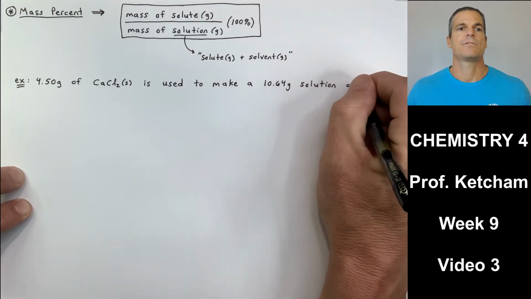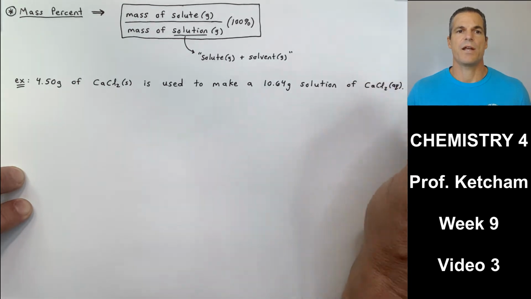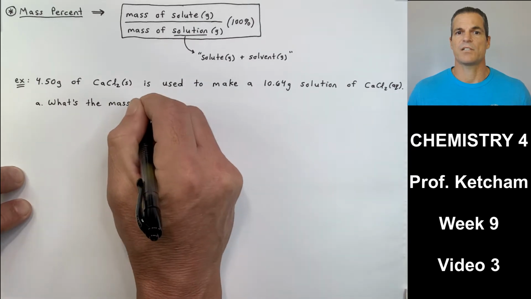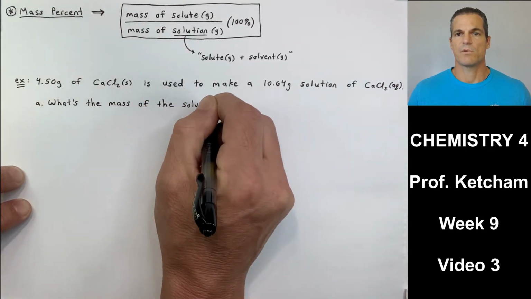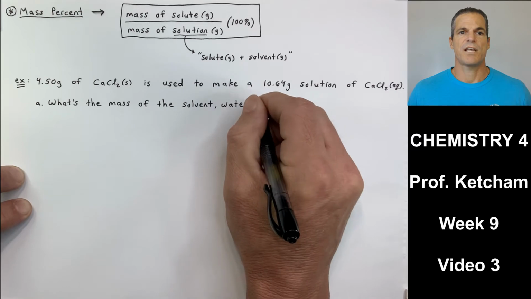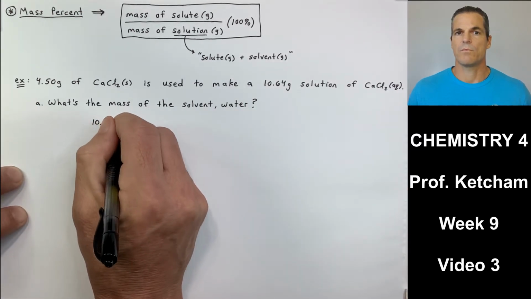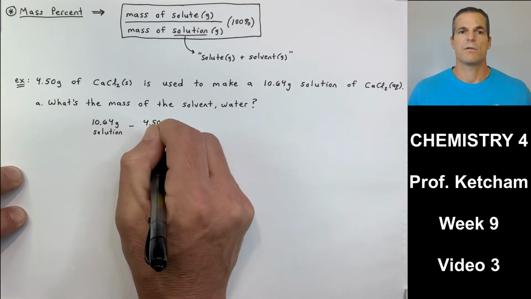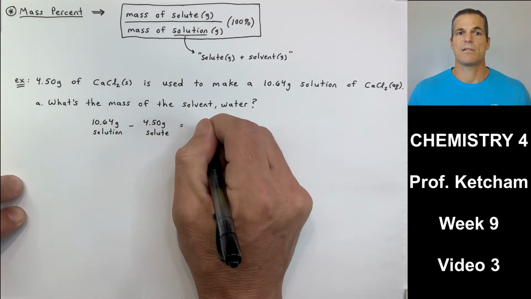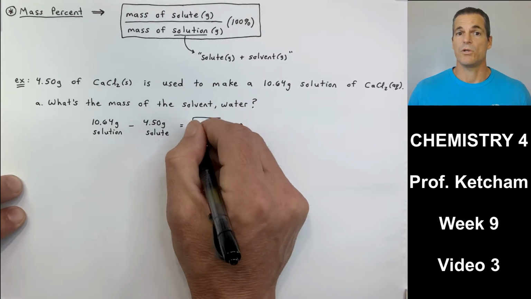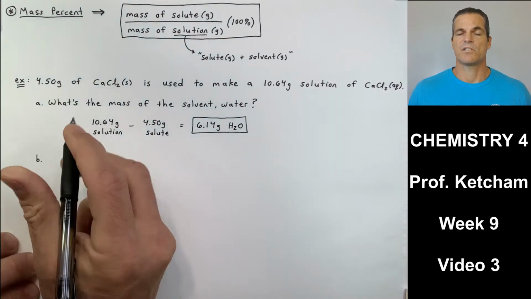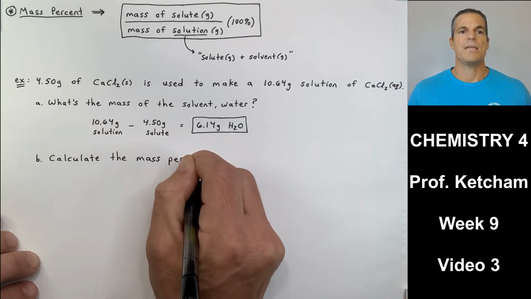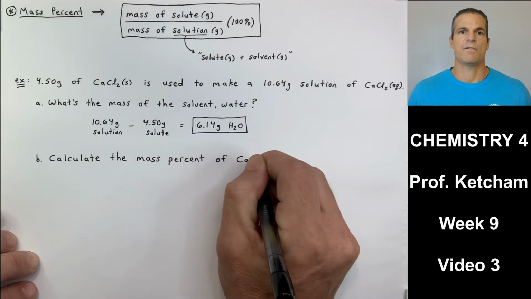Don't forget that. So, example, 4.50 grams of CaCl2 is used to make a 10.64 gram solution of calcium chloride. First question says, what's the mass of the solvent, water? Well, we take the mass of the entire solution, 10.64. We subtract the mass of the calcium chloride solute, and what we're left with is the mass of the solvent, 6.14 grams H2O.